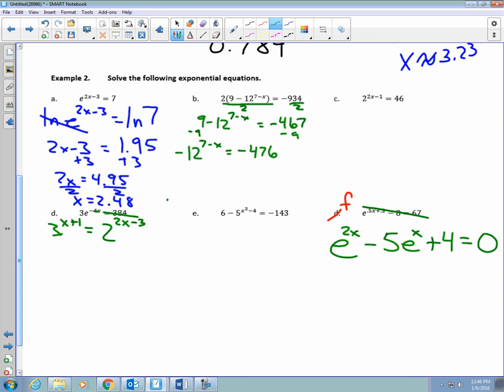Divide the negative. Again, the negative is not being taken to the 7 minus x. That would have to have parentheses around it. So that's why you can just divide that negative 1 off. 12 to the 7 minus x is equal to 476.